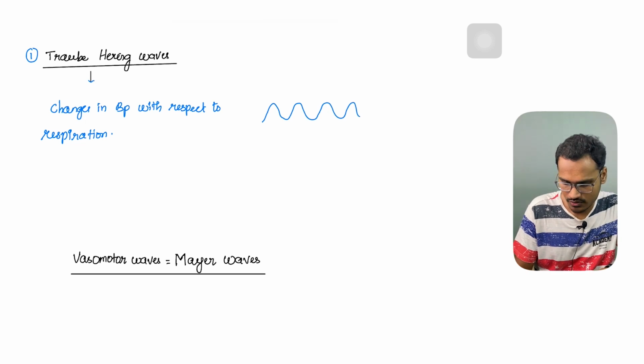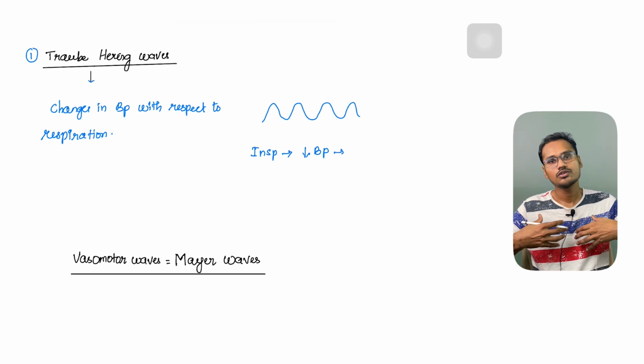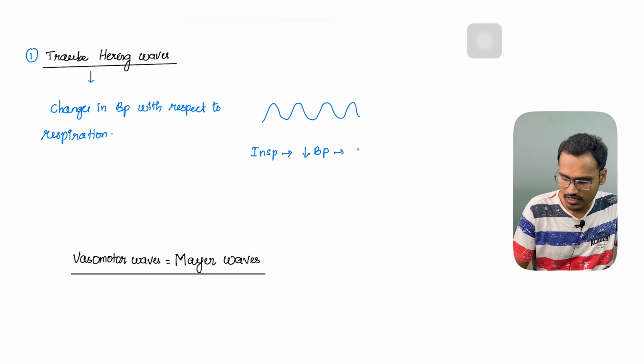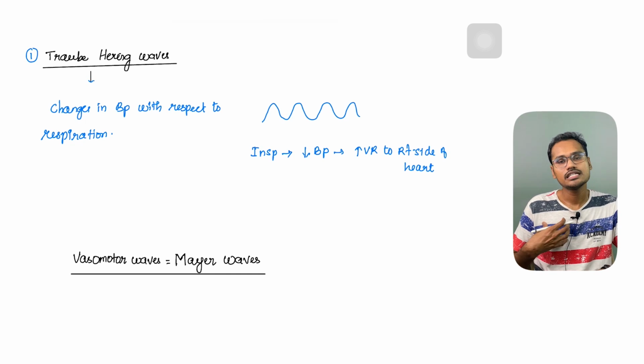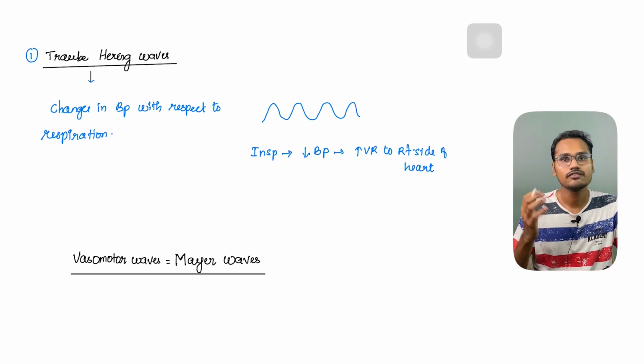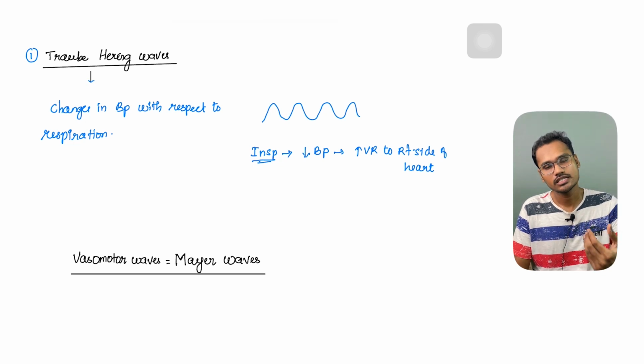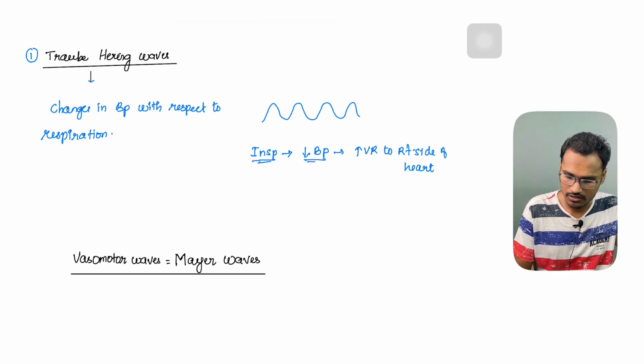During inspiration, what is going to happen? During inspiration, there is a fall in BP. Why? Because whenever we are inspiring, our thoracic cavity is going to expand and the venous return to the right side of the heart is going to increase. Because the right side of the heart is having more blood now, there is a fall in BP, because BP is directly proportional to the left ventricular output. So during inspiration, because of the negative pressure increase in the thoracic cavity, there is an increase in venous return, and there is a fall in BP.